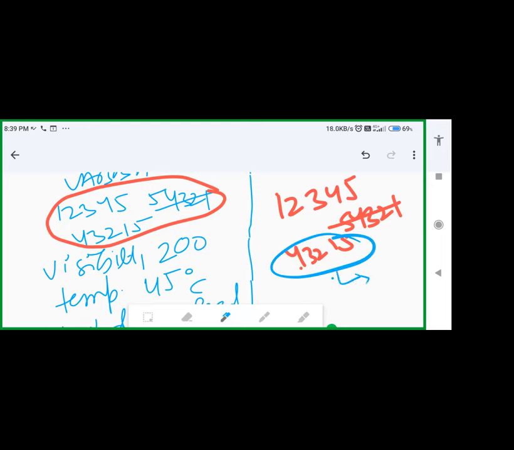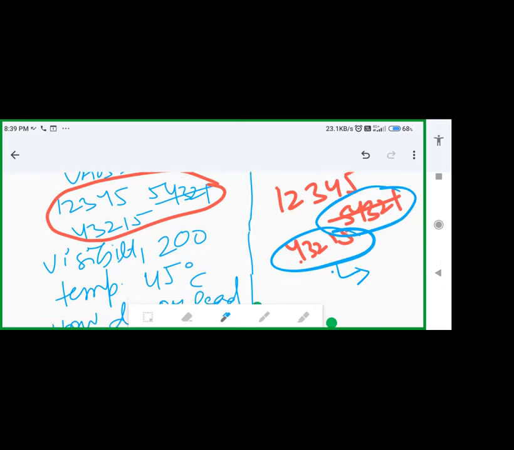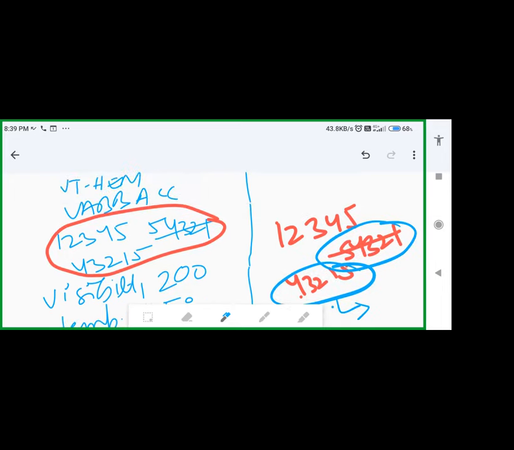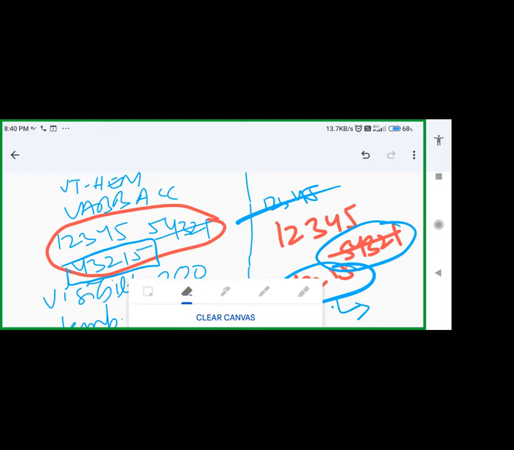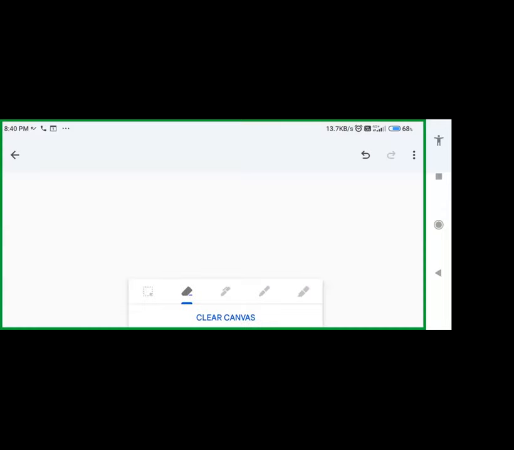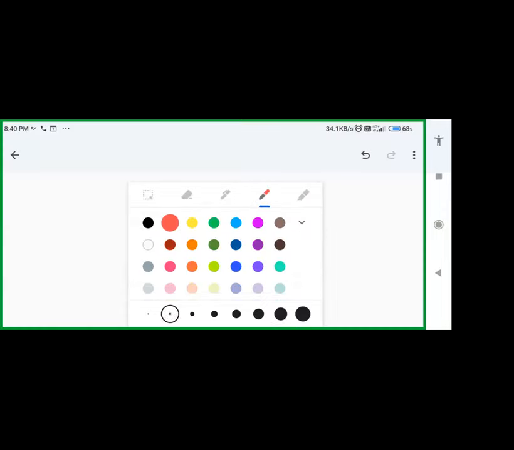Four three two one five is a corrected version and correction used here. Okay, so in this format only you can see how to use the correction. If you say correction, then whatever the information you are writing that time, that will be cancelled, and the immediate message that you will say just after correction, that will come into notice. Okay, very good, very good.